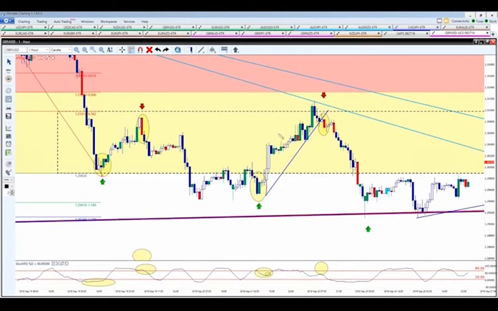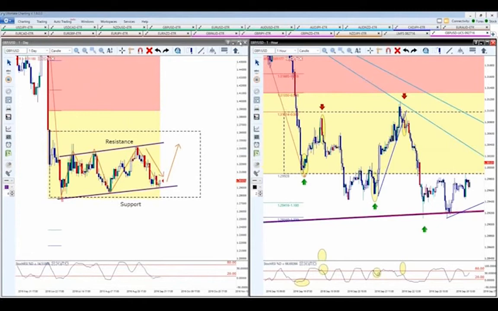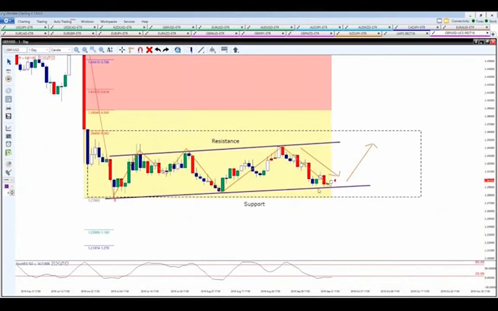Now, here's where we're at right now. If we go back to that daily time frame, the market has now come down and it's bouncing off that level.